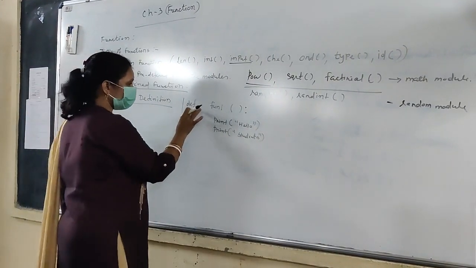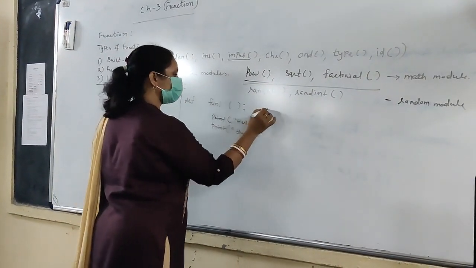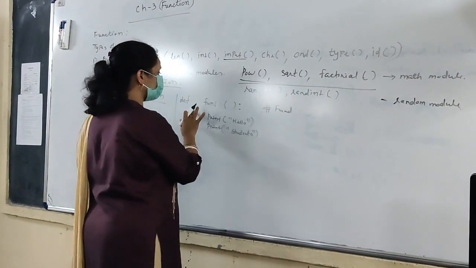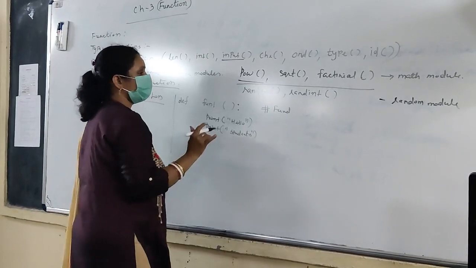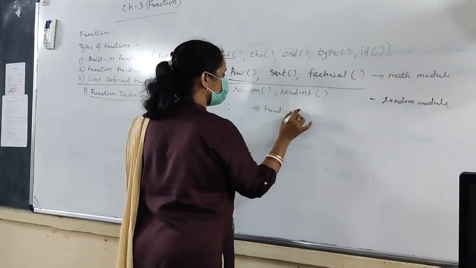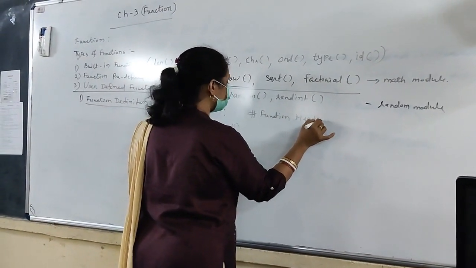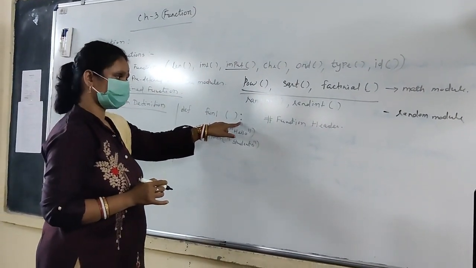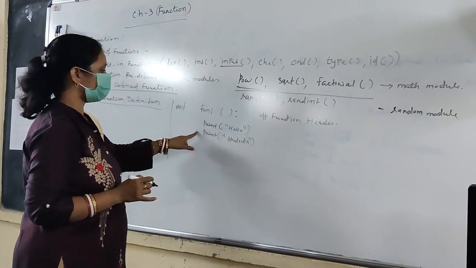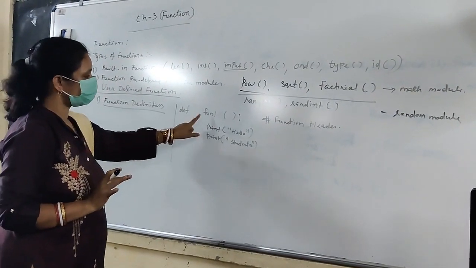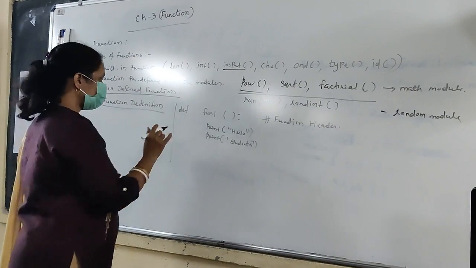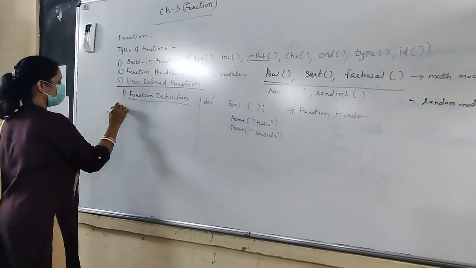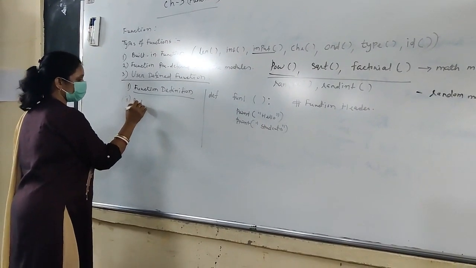But the very first line is known as the function header. The topmost line of the function definition is known as the function header. The function header starts with the keyword def and ends with a colon sign. After that you can write multiple statements or a single statement. So this one is the function header. Then the second part is the body of the function.